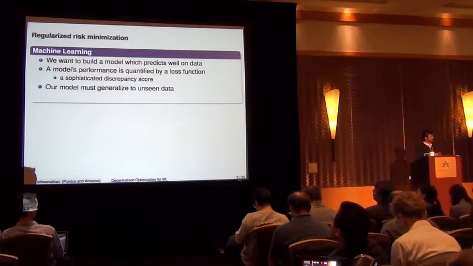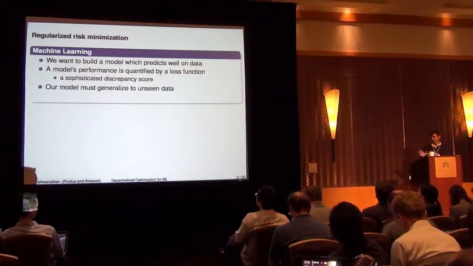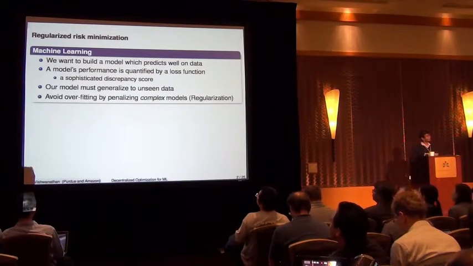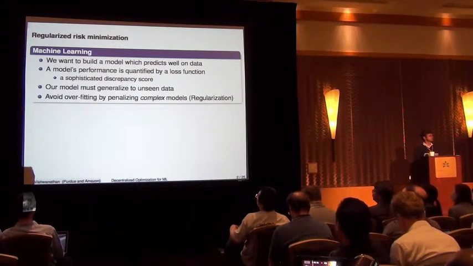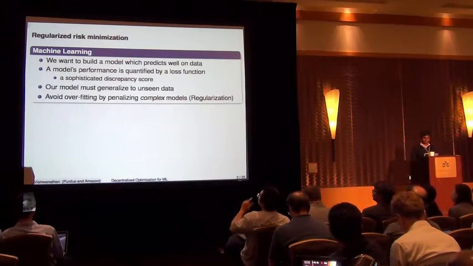And the biggest challenge that machine learning experts face is that this model has to generalize to unseen data, right? And so one way to avoid overfitting in this kind of data is to use a regularizer, okay? So this is sort of standard.